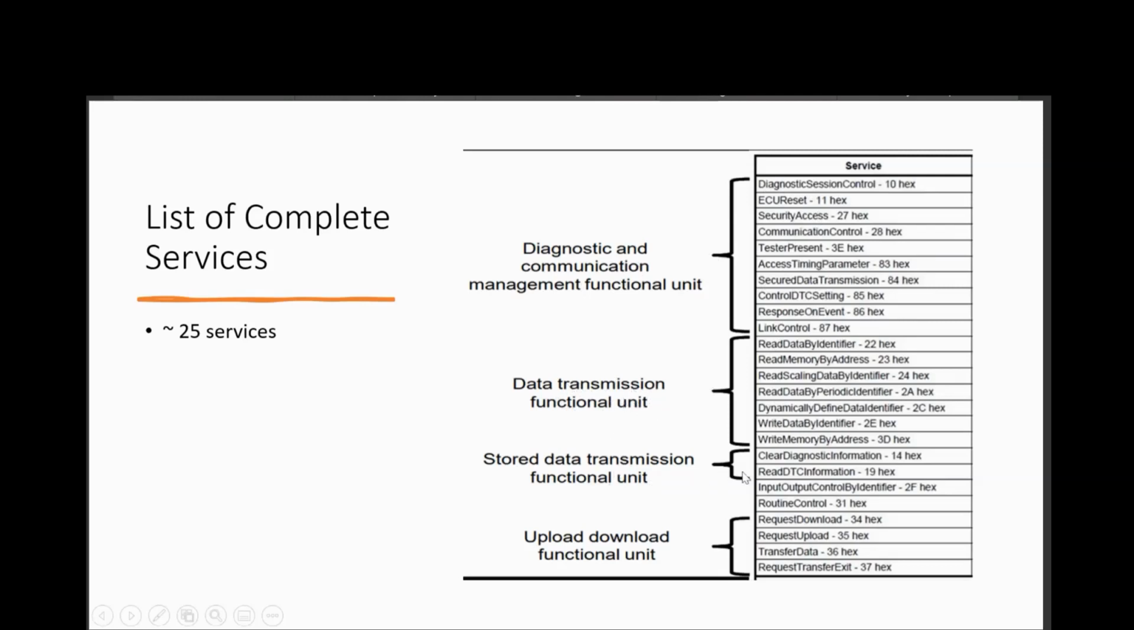And there will be the DTC part. DTC is nothing but diagnostic trouble codes. If there is any problem in the vehicle, that will be stored as a unique code, DTC, in the EEPROM of the ECU. This will be used for reading DTC and clearing diagnostic information, and so on. And there is the upload download functional unit. This will be used for the reprogramming concept. Reprogramming is nothing but, once you program the ECU, next time if you want to upload a new software, that is possible using UDS.